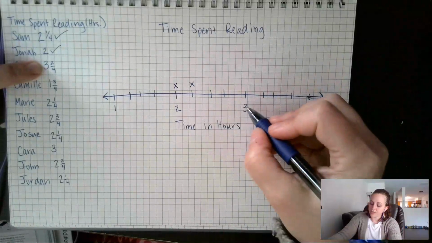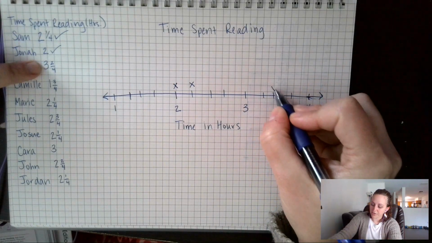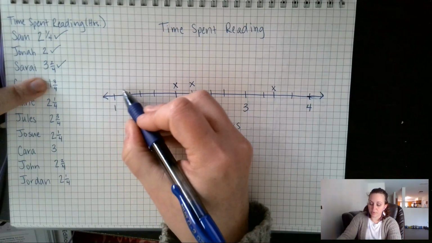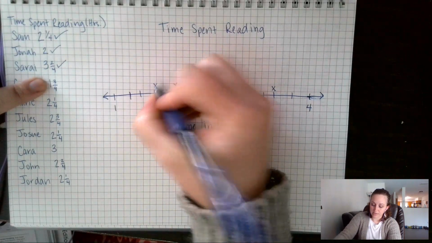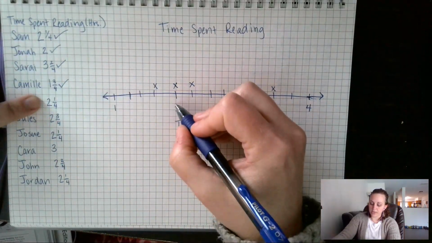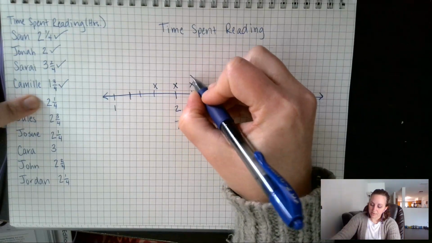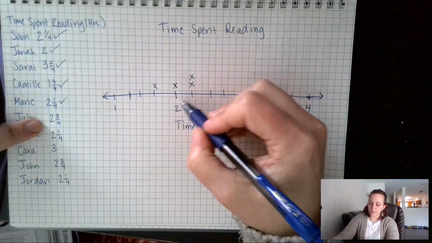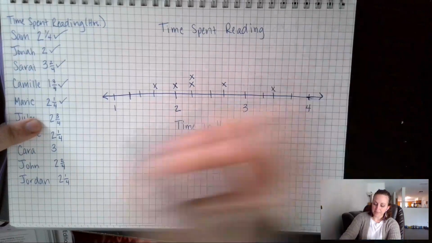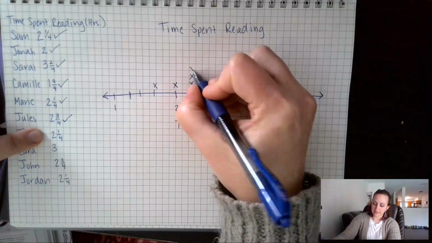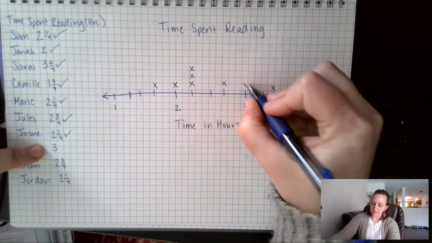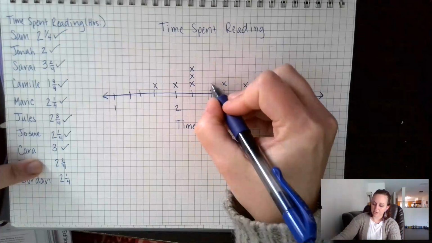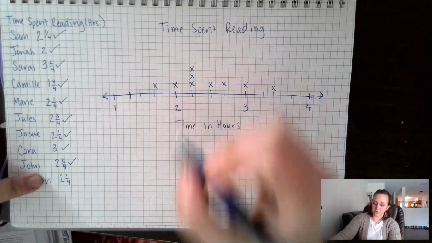3 2/4, so we find the 3, and we have to go 2/4 after it. 1 3/4, so again we find the 1, and we go 3/4 after. 2 1/4, all right, 2, here's 1/4. Since there's already an X there, I'm going to put this X right on top of it. 2 3/4, so here's 2, 1/4, 2/4, 3/4. Here's 2 1/4 again. 3. 2 2/4, so here's 2, and I go after it 1/4, 2/4.